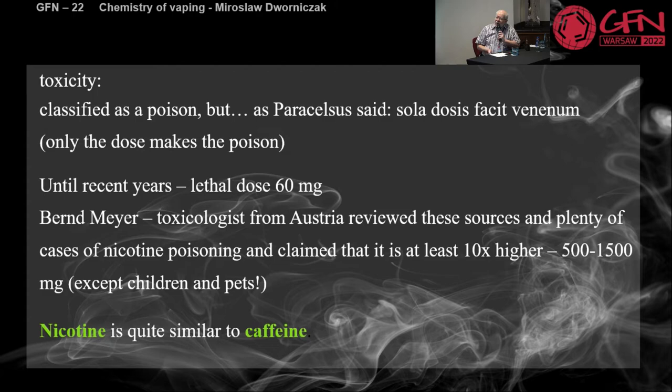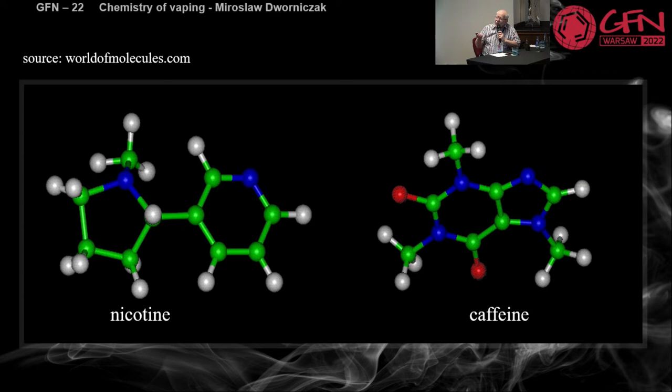Nicotine is quite similar to caffeine. You have those two molecules depicted here, nicotine on the left, caffeine on the right. In the case of caffeine, we have additional two oxygen atoms, but both are classified as alkaloids.